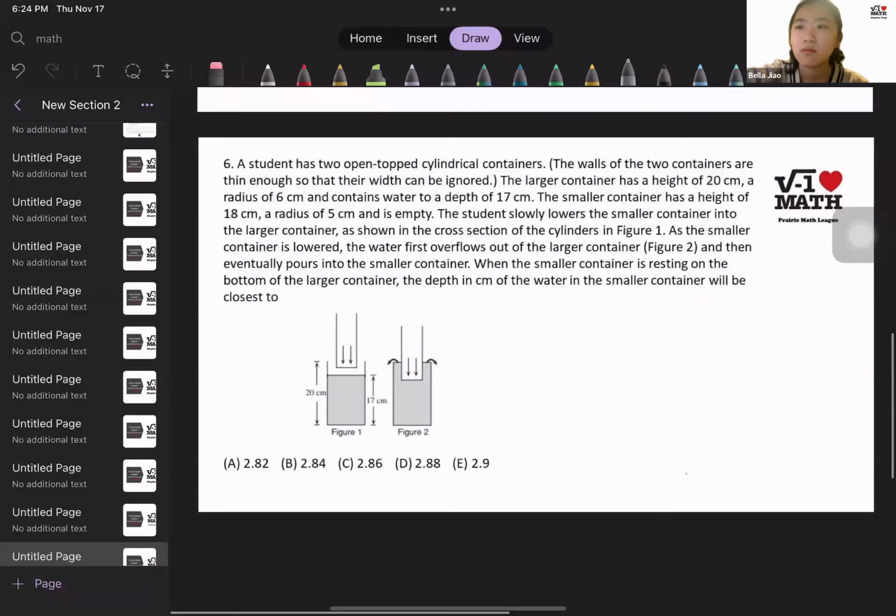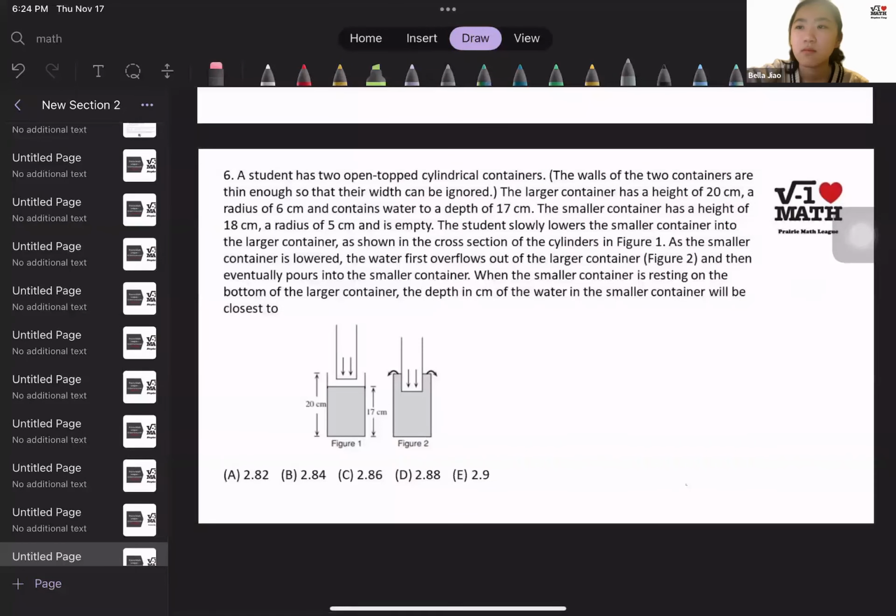Okay, now for this problem. It's quite long, so I won't read it completely, but we just want to find the amount of water in the bottom of the small container after it starts overflowing into that container. So first, let's say we put a lid over the small container. Let's assume it's a jar and we could close the lid, right? And then we have it fully submerged in a large container.